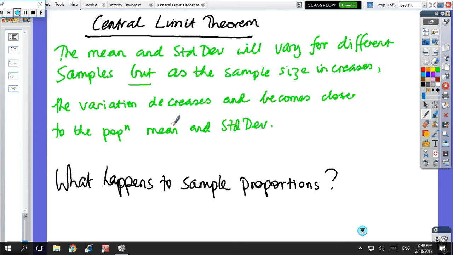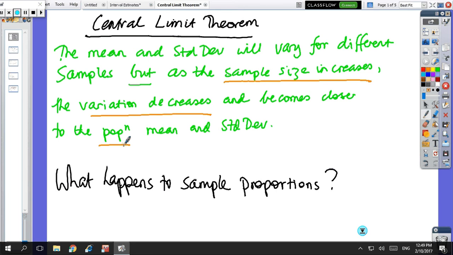Okay, this next part is called the central limit theorem, and there aren't any questions per se on this, but we have to just explain what's happening. So the mean and standard deviation will vary for different samples. Okay, we've talked about that before, and as the sample size increases, the variation should decrease and become closer to the population mean and standard deviation.